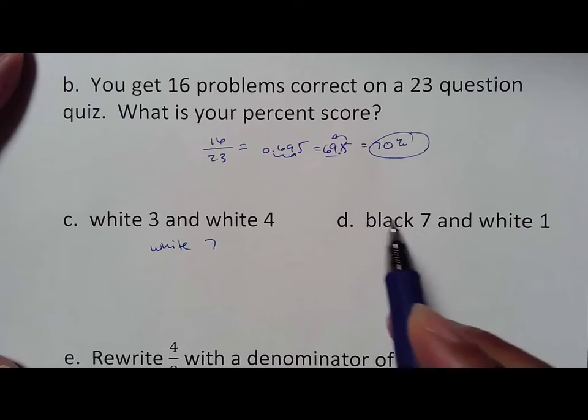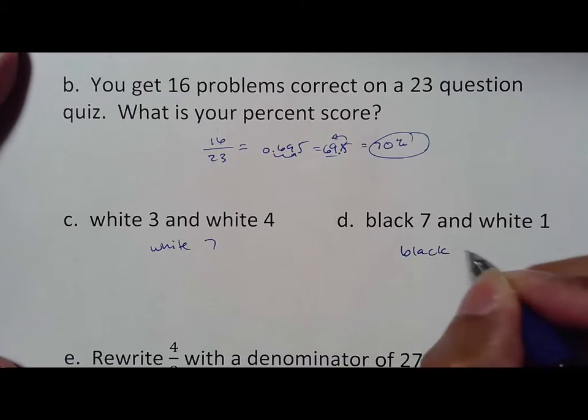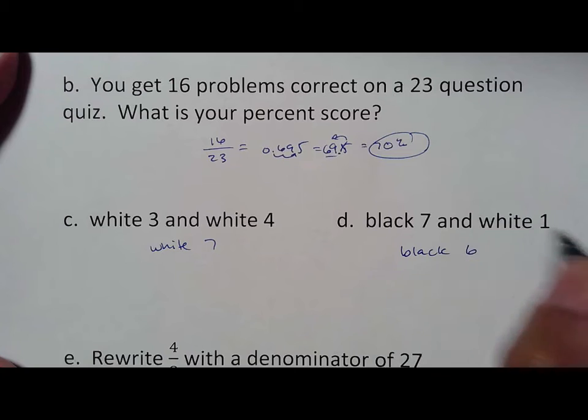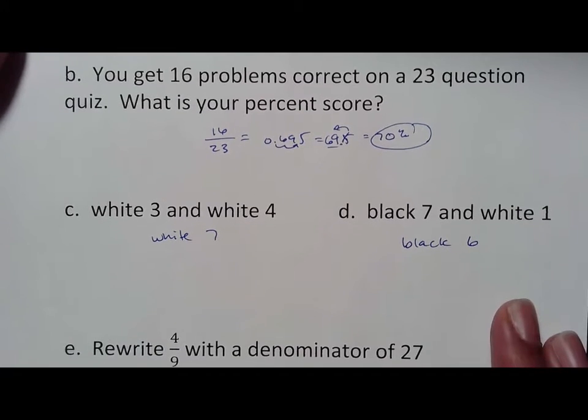Black 7, white 1. In this case, you have 2 different teams scoring, so the question is who won by how much. And black, it looks to me like by 6, because 7 minus 1 is 6. So again, when the scores are the same, you add them. When the scores are different, you subtract them.